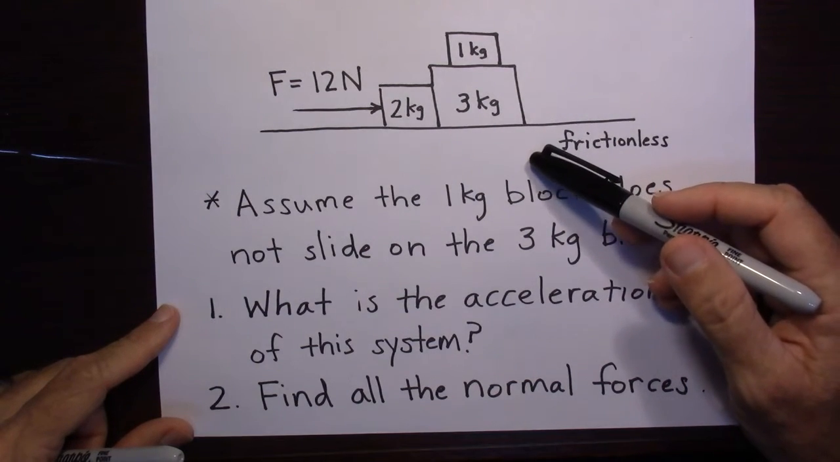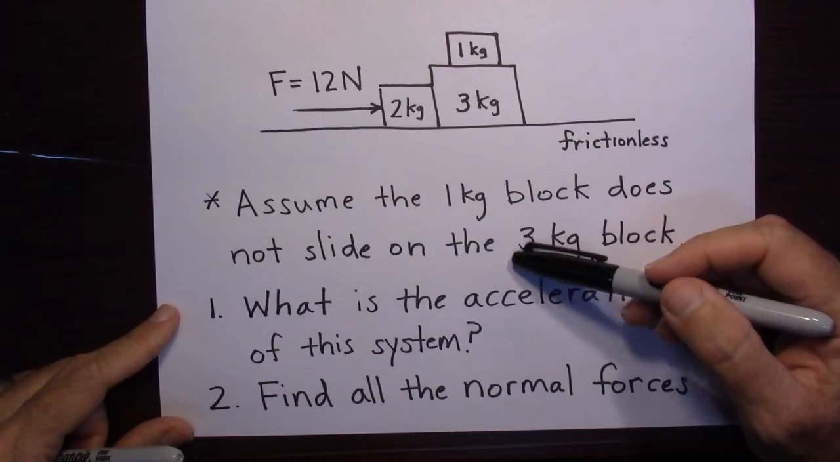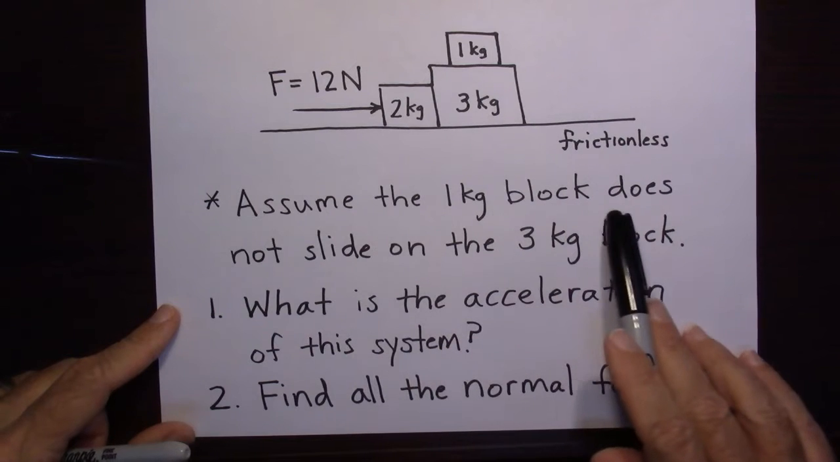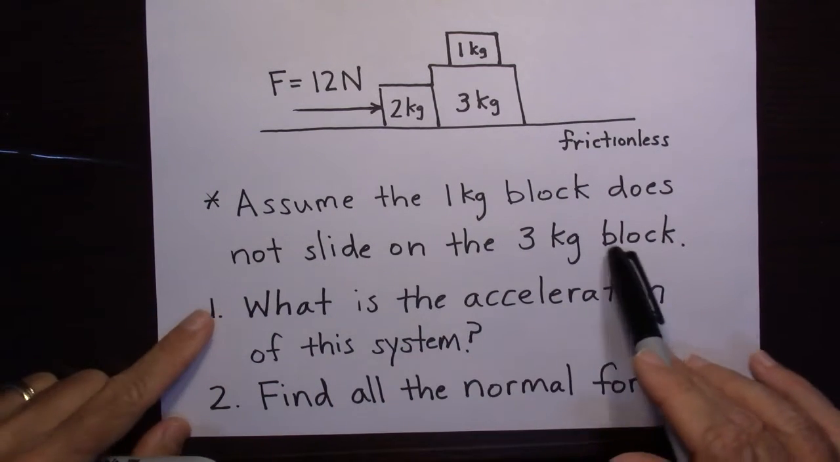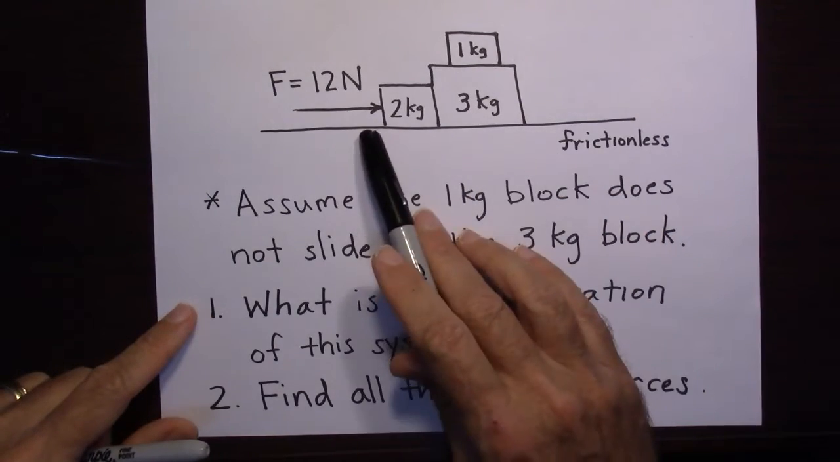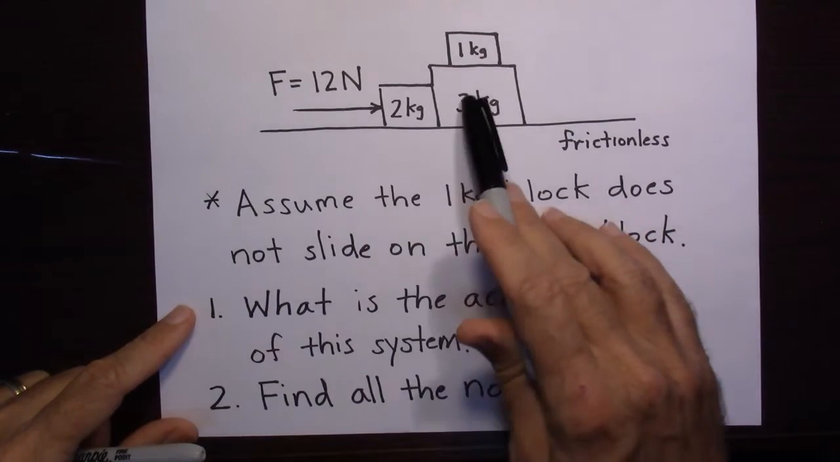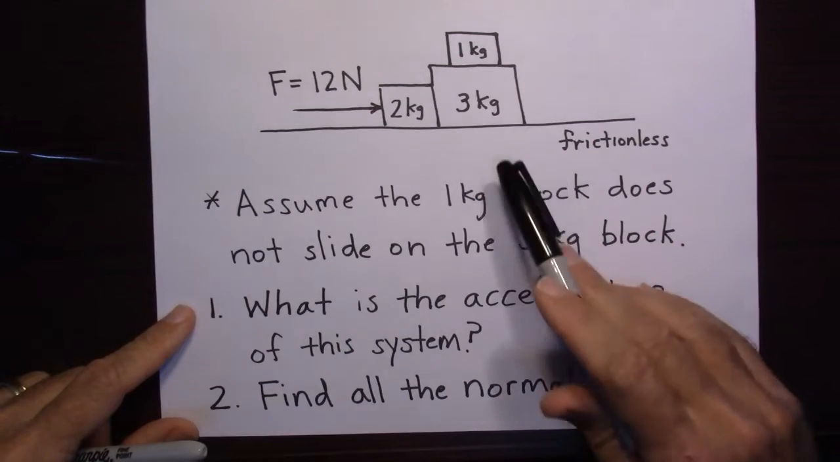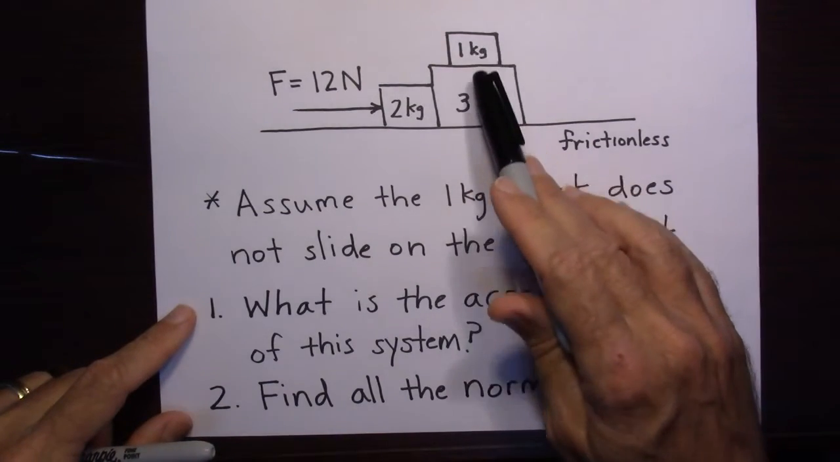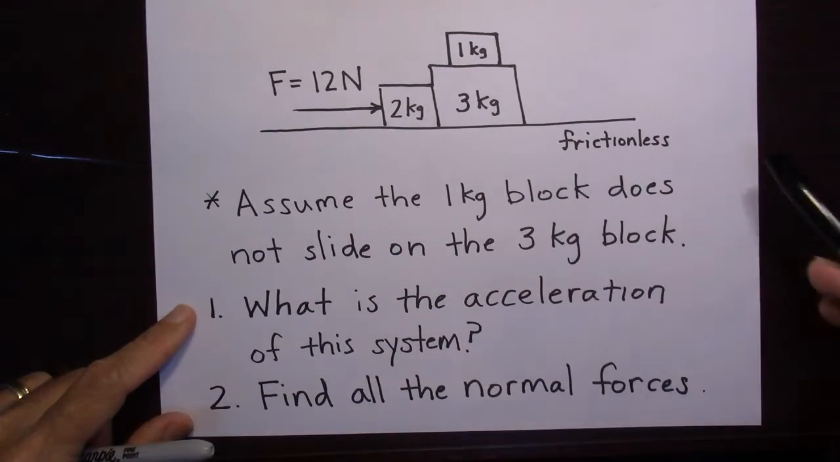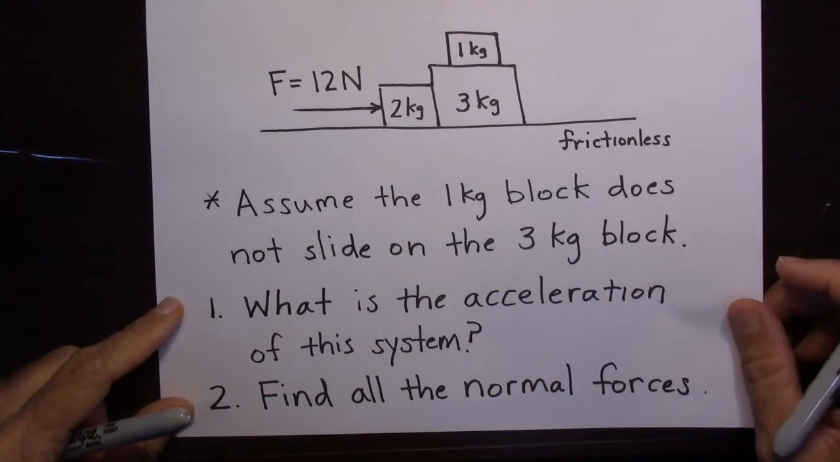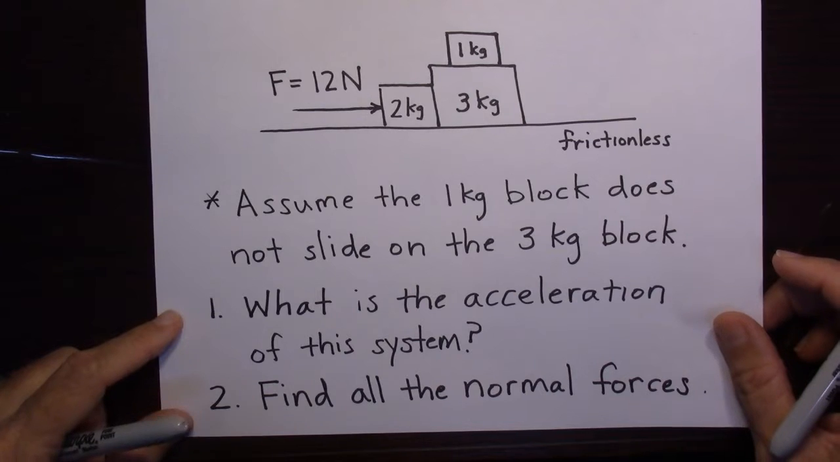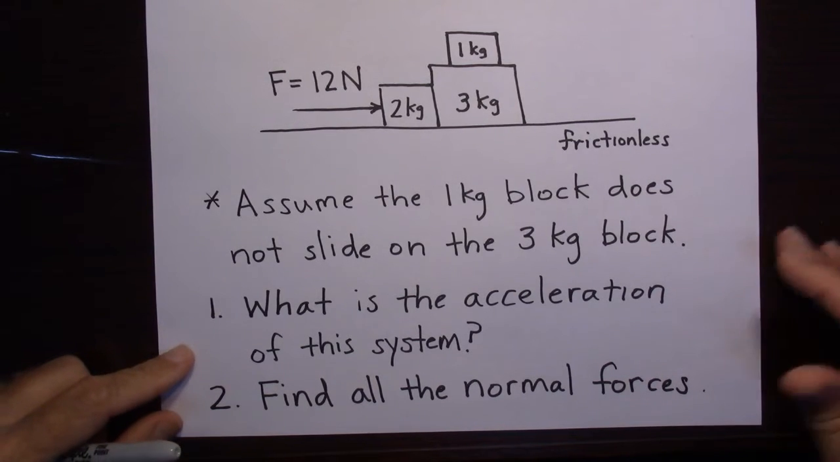I'd like you to assume that the 1 kilogram block does not slide on the 3 kilogram block. So as you're pushing this system, all three blocks are going to have the same acceleration. In other words, there's going to be no slipping between these two. We're just saying that that's the case. I'll show you what you do when that's not the case a little later on.